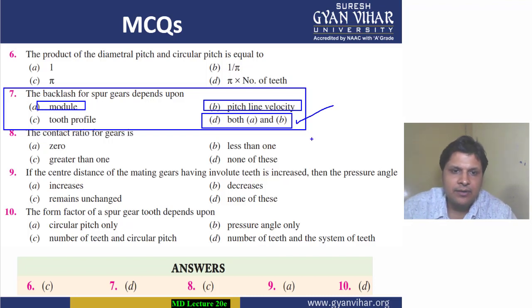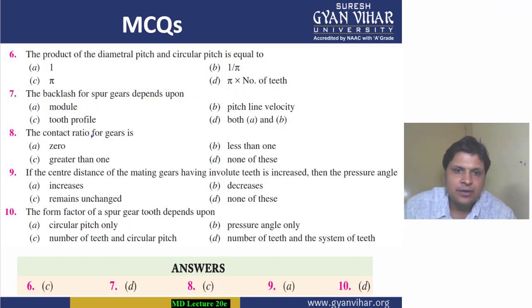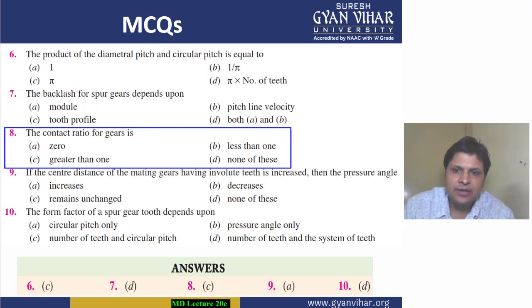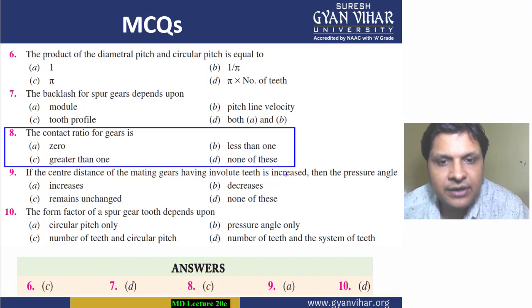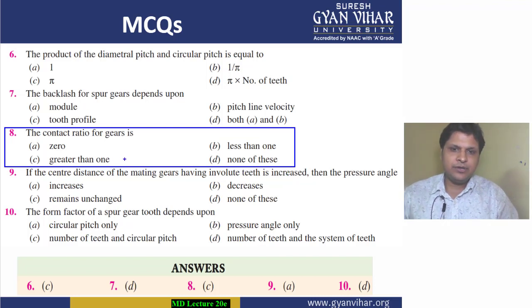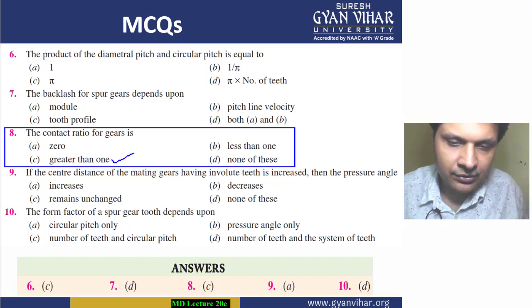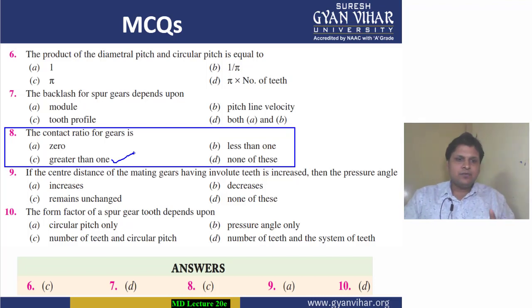Coming into the MCQ number 8, students, the contact ratio for gear is. We all know that contact ratio for a gear is always greater than 1. This you should keep in mind. Always the contact ratio is greater than 1.